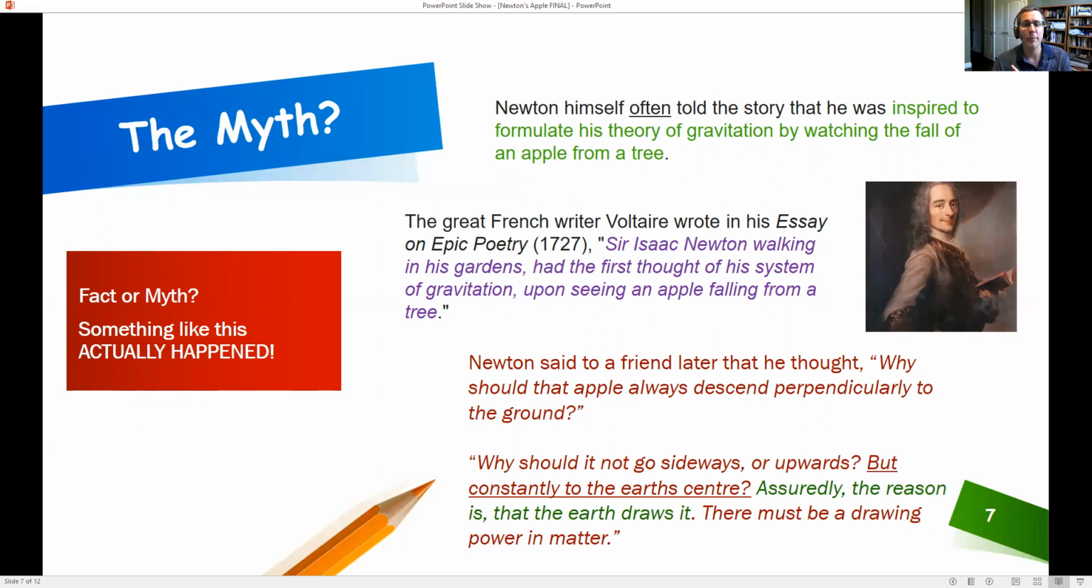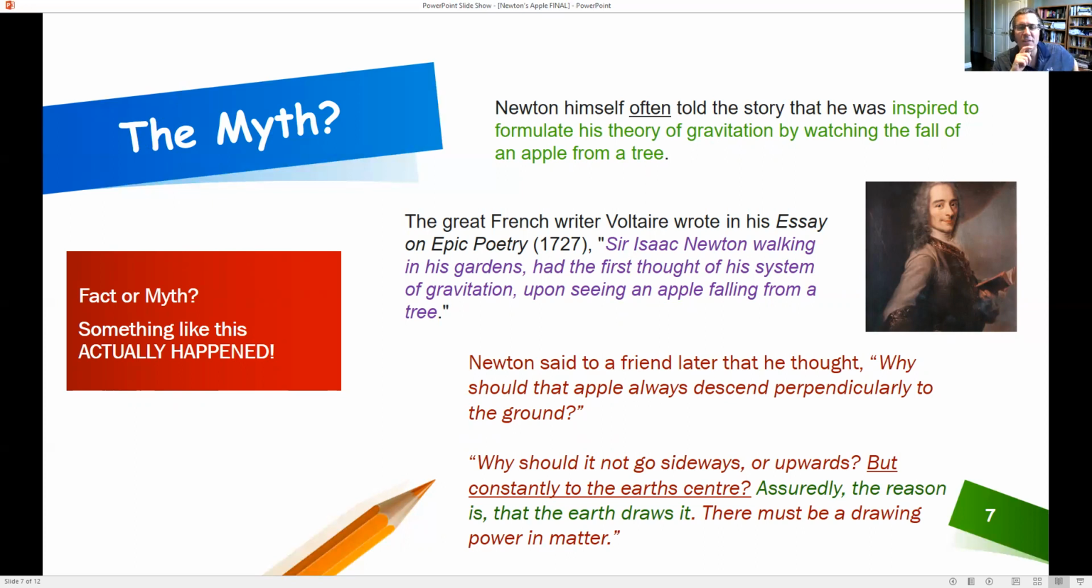Newton himself, so this is coming from the man himself, said in a letter to a friend later that he thought, when he saw that apple fall, and I don't know if it hit him on the head, but he certainly was sitting under the tree watching apples fall, he thought, why should that apple always descend perpendicularly to the ground? Perpendicularly means the ground is here and the apple falls straight down and hits him there.